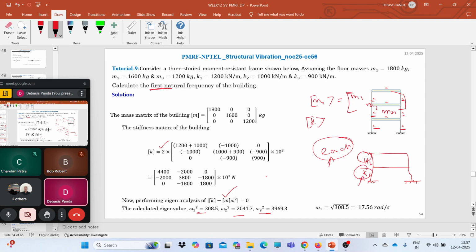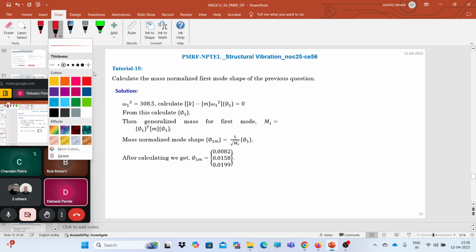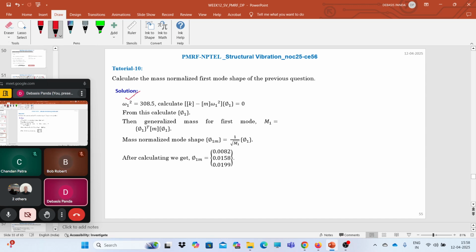you can plan accordingly. So once we have this omega 1, they will ask you to calculate the mass normalized first mode shape. So how can we calculate it? We have omega 1 square. We have our characteristic equation where we know the values of the K matrix and the M matrix. We can easily find phi 1. Now this phi 1 will contain phi 11, phi 21, phi 31. That means you will have three simultaneous equations to solve.